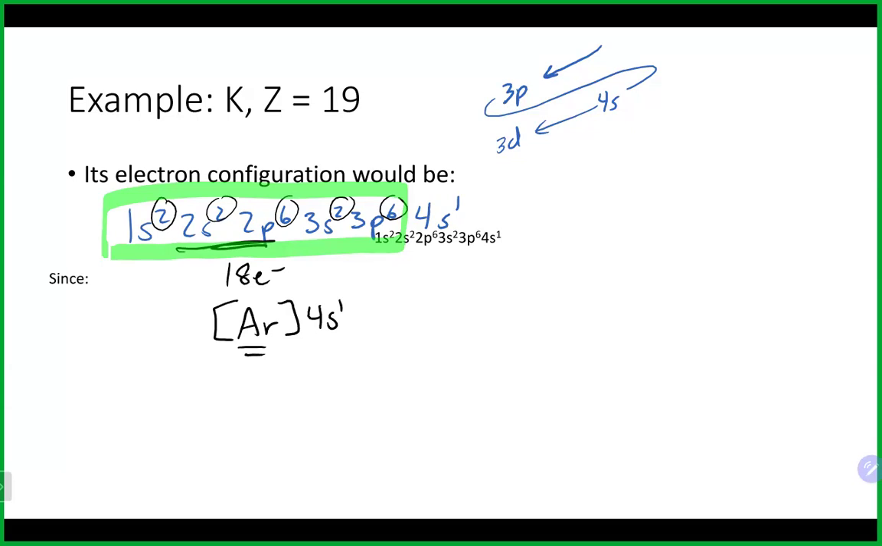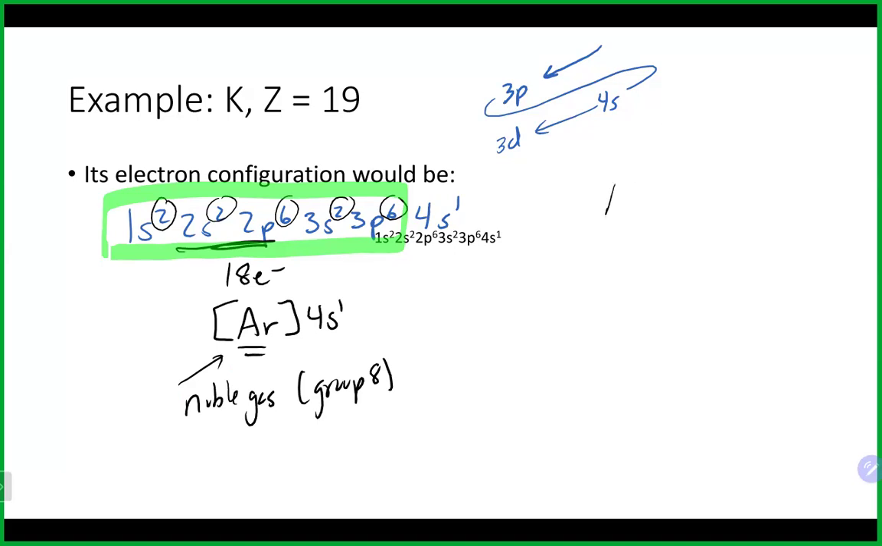Now, argon is a noble gas, and that is what has to go into this box. It has to be a noble gas. That's group 8 on the periodic table. And it has to be the noble gas that comes right before the element. So if you look on the periodic table, the noble gas that comes right before potassium is argon.